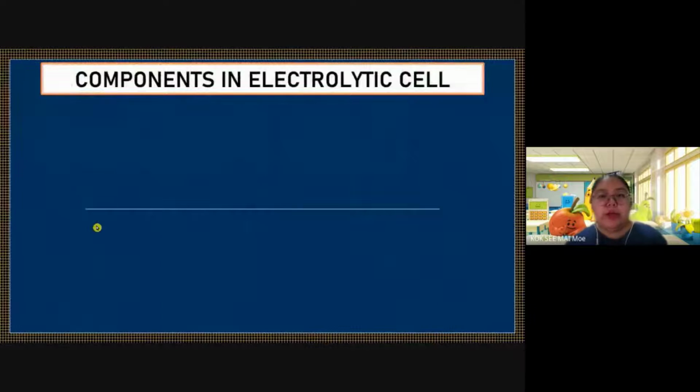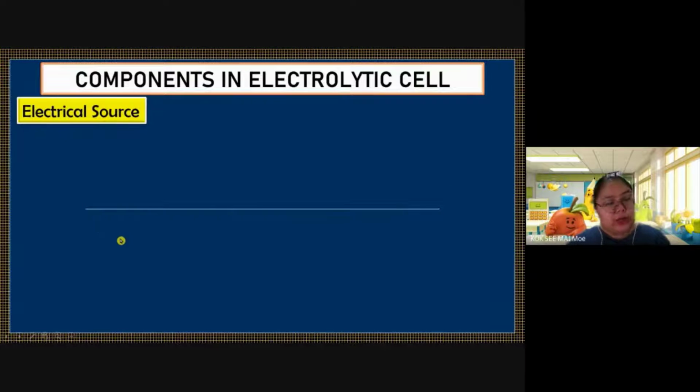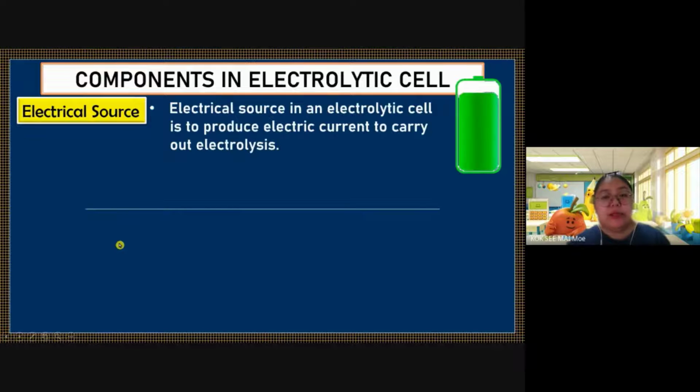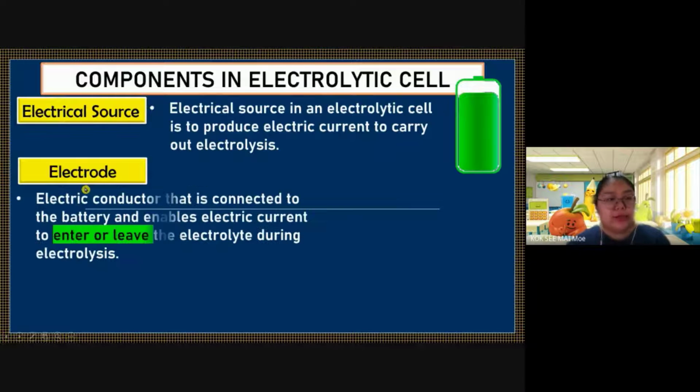Now, the components in an electrolytic cell. We have the electrical source, which I told you already, that's the battery. The electrical source in the electrolytic cell produces the electric current to carry out the electrolysis. Number two, we have the electrode. An electrode is an electric conductor connected to the battery that enables the electric current to enter or leave the electrolyte during the electrolysis.